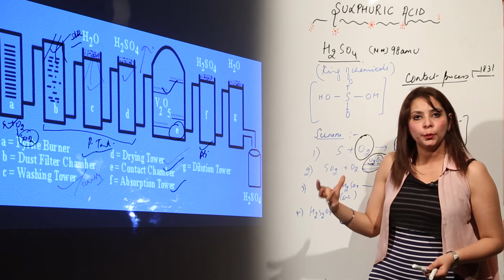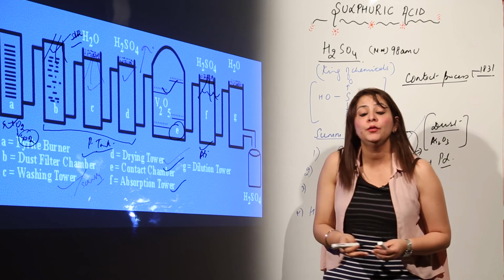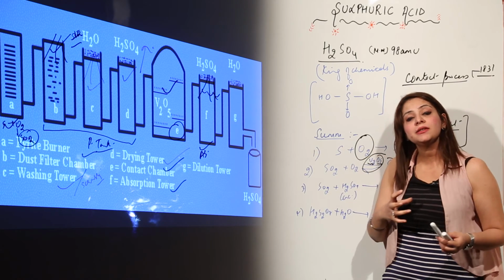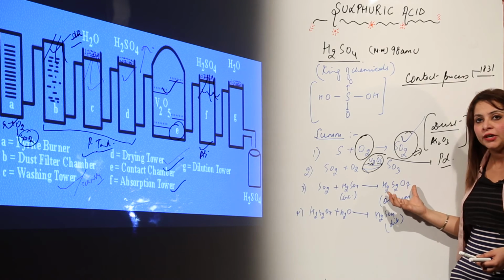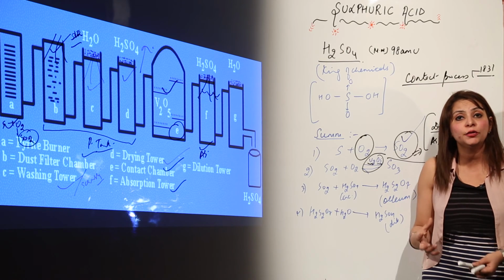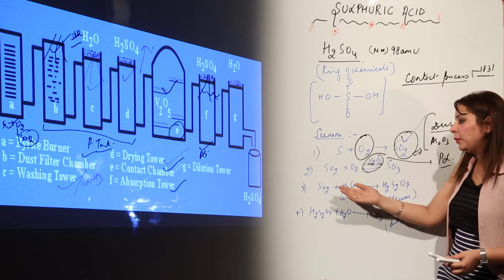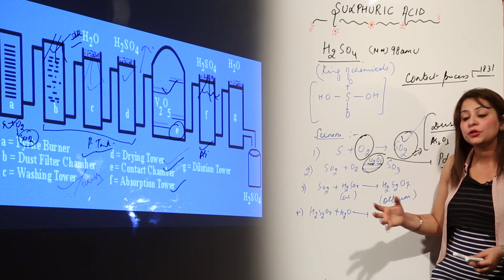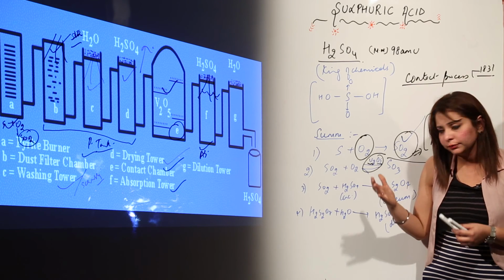So what happens in the absorbing tower? Here a stream of concentrated sulfuric acid is passed, and it reacts with SO3 to form highly concentrated sulfuric acid, that is the oleum, right? As I told you, we cannot add SO3 directly into water because the reaction is highly exothermic, which leads to an explosion, right? So we need the reaction to occur in a controlled manner. So we pass this SO3 into the absorbing tower, where it reacts with the concentrated sulfuric acid to form the oleum, H2S2O7.